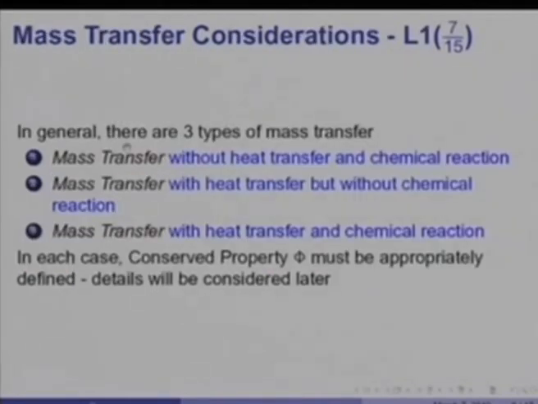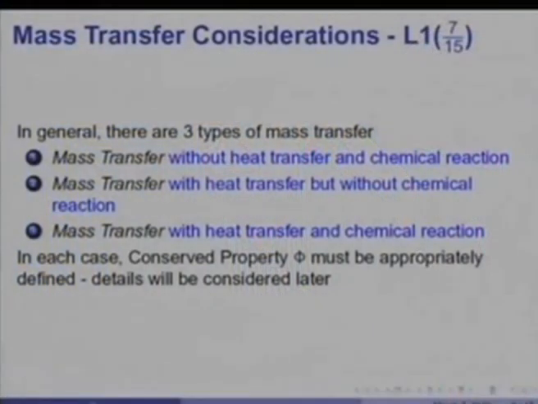In general, there are three types of mass transfer. The first is mass transfer without heat transfer and chemical reaction, which means the water deep inside the pond, at the surface, and in the considered phase far away from the pond surface, all have the same temperature, and therefore there is no possibility of any heat transfer. Nonetheless, mass transfer would take place should the relative humidity in the ambient air be less than 100%.